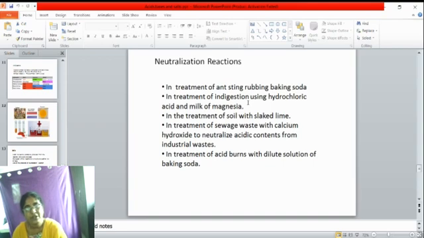Then in the treatment of indigestion, I think most of us are aware of it. So using hydrochloric acid and milk of magnesia, this can be treated by taking milk of magnesia. Then in the treatment of soil with slaked lime, fine, to neutralize the soil, right, the salts present in.